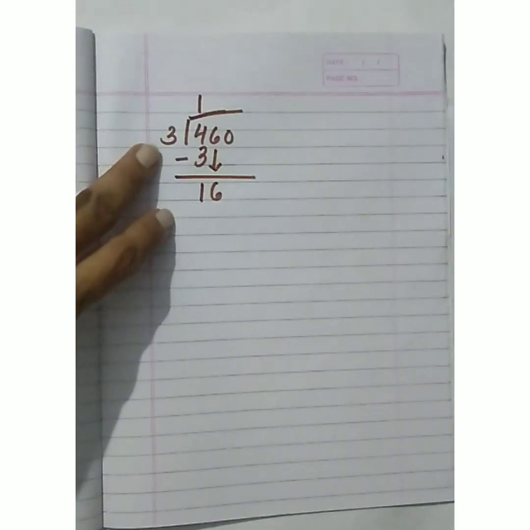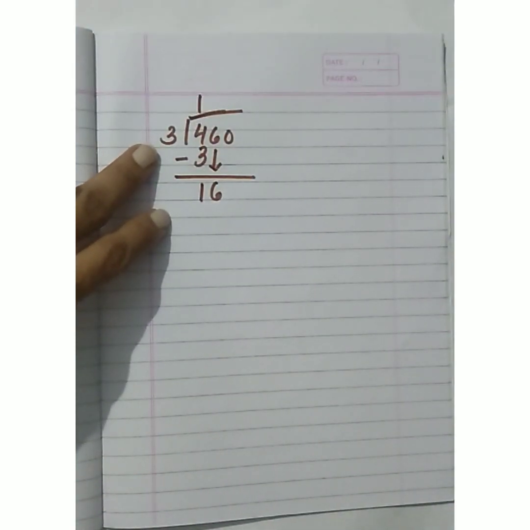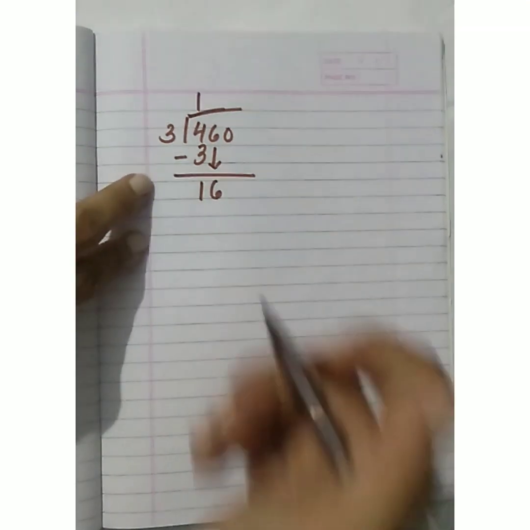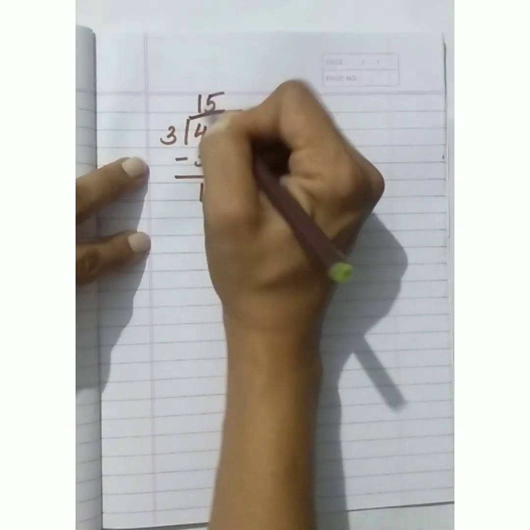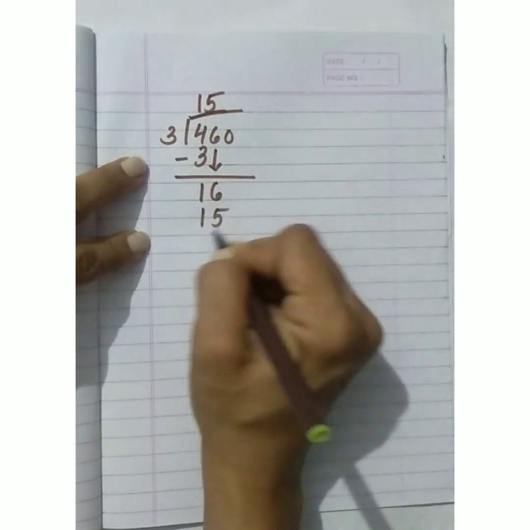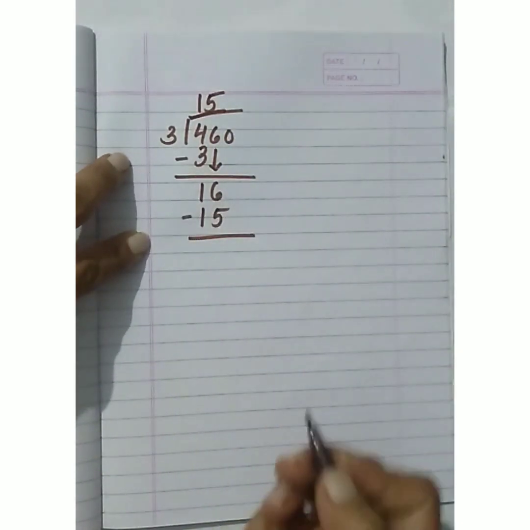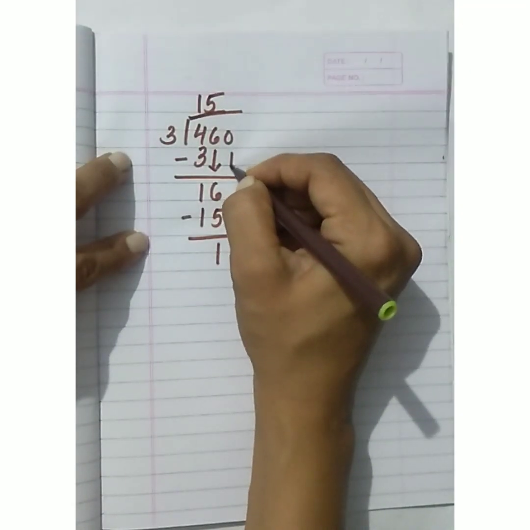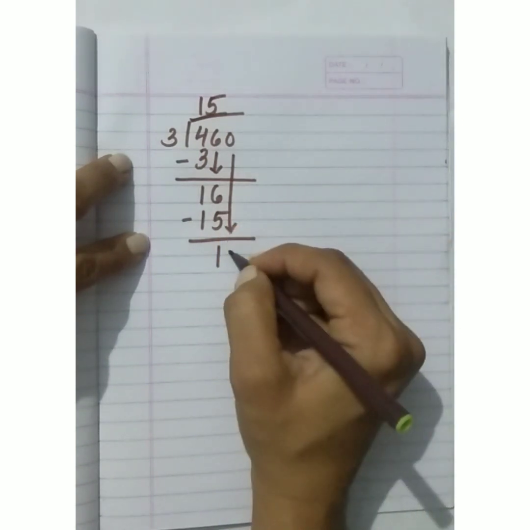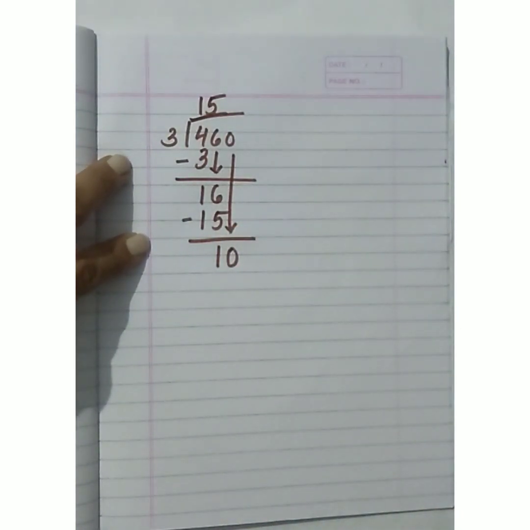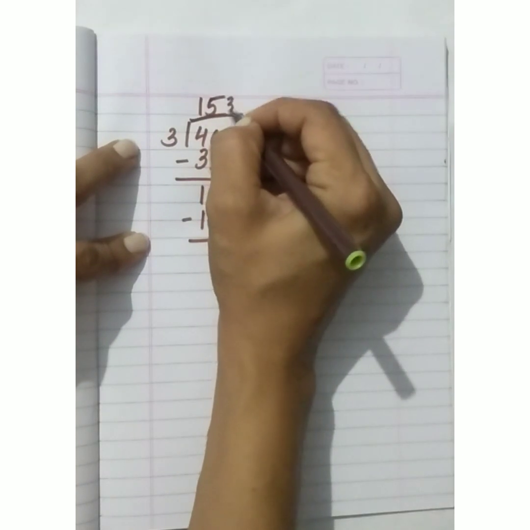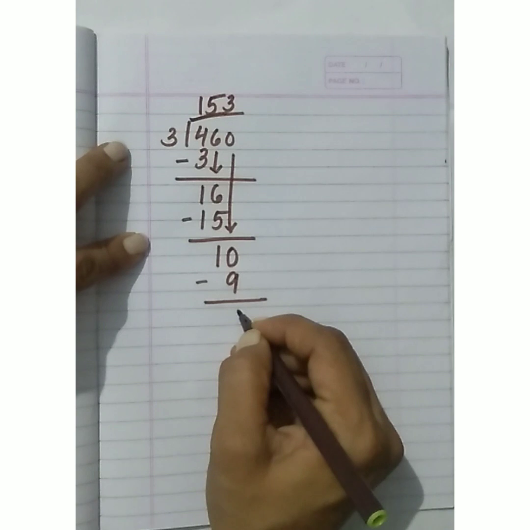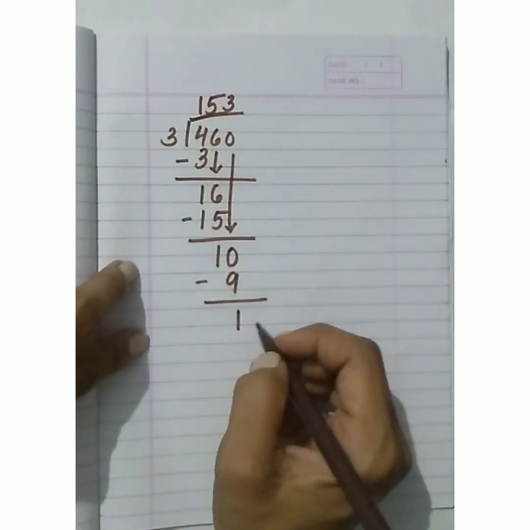Now let's say the table of 3. 3 ones are 3, 3 twos are 6, 3 threes are 9, 3 fours are 12, 3 fives are 15. So I am taking here 3 fives are 15. So we can subtract it. 16 minus 15, we will get 1. 6 minus 5, 1. So I am going to take this 0 here. So it will become 10. So now 3 threes are 9. So 10 minus 9, 1. So our remainder is 1.